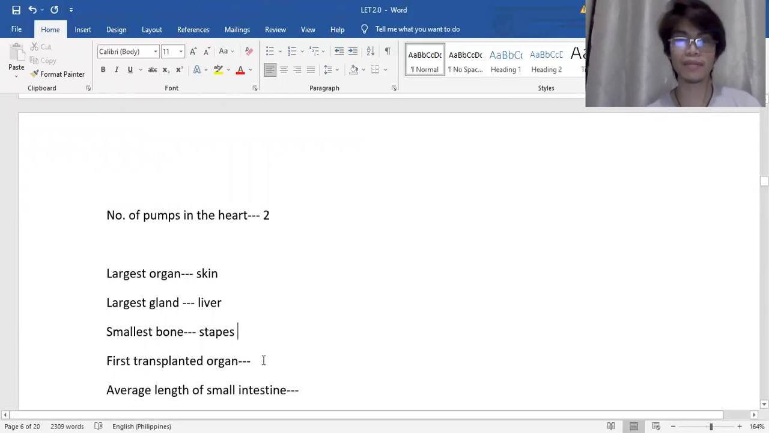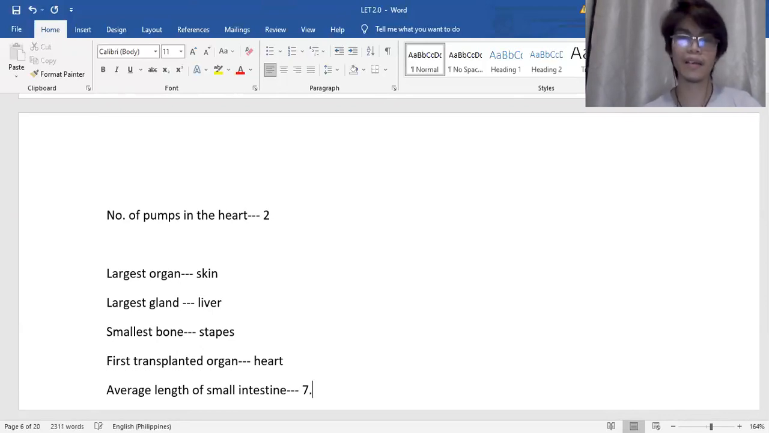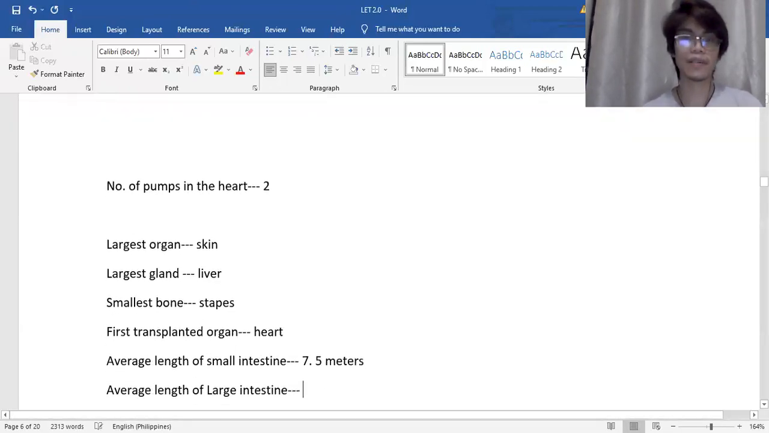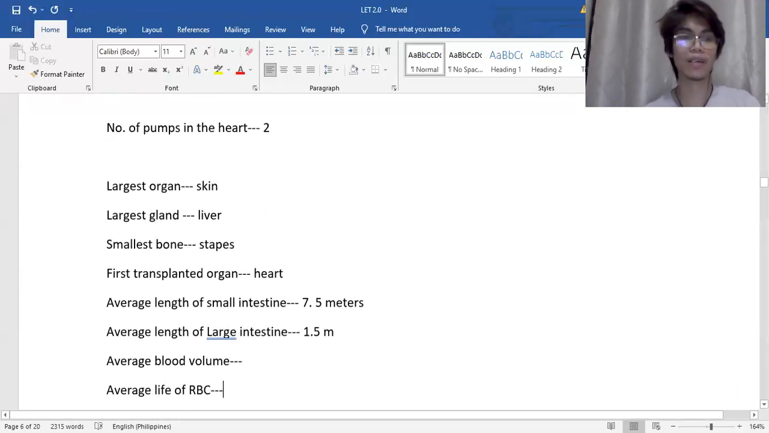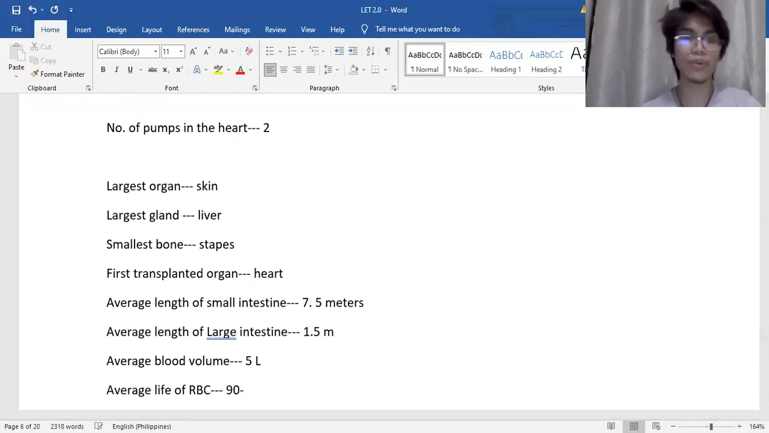First transplanted organ, according to my reference, is the heart. Average length of the small intestine is 7.5 meters. And average length of the large intestine is 1.5 meters. Average blood volume, of course, is 5 liters. Average life of RBC is 90 to 120 days.